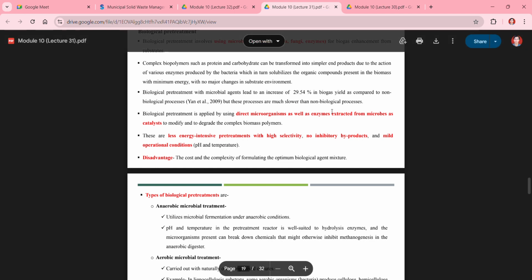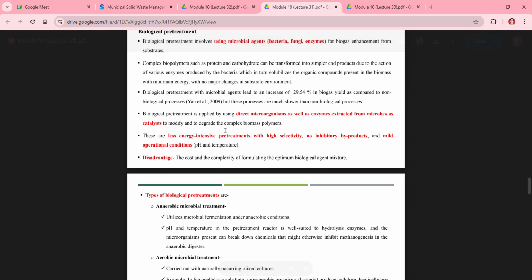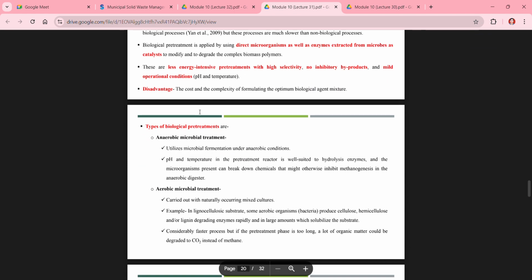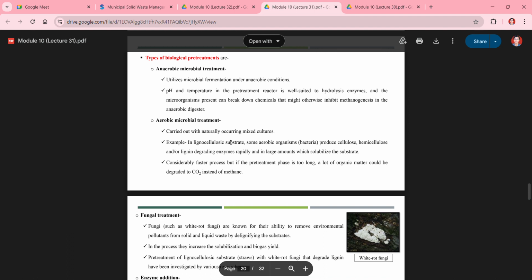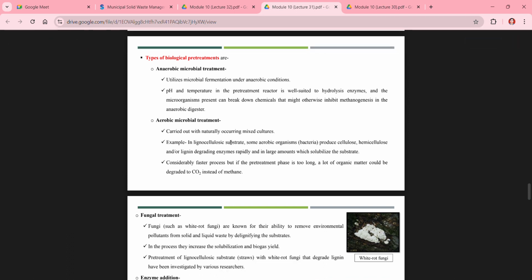But these processes are much slower than non-biological processes. Biological pretreatment is applied by using direct microorganisms as well as enzymes extracted from microbes as catalysts to modify and to degrade the complex biomass polymers. So there are different types of biological pretreatment processes like anaerobic microbial pretreatment or aerobic microbial treatment. So it is clear with the name.